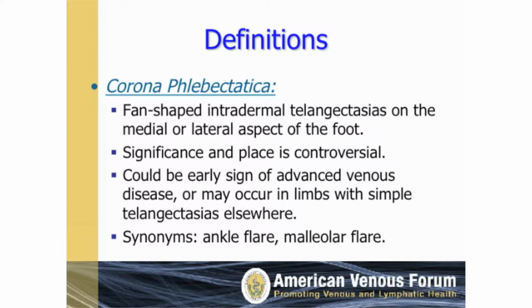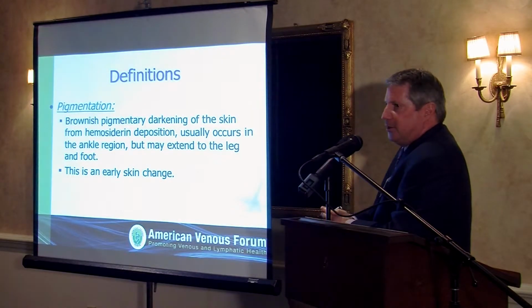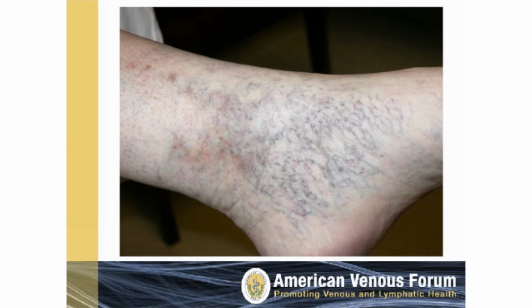Corona phlebectatica, which is a bunch of spider veins on the medial or lateral aspect of the foot, usually at the instep. The significance is somewhat controversial. They may just be associated with other spider veins, or they may be a sign of longer standing venous disease. We also call it ankle flare. Pigmentation, which is brownish staining of the skin from hemosiderin, breakdown of red blood cells, usually occurs in the ankle foot region or the gaiter area. This is an early skin change. So here's an example of ankle flare with the telangiectasias on the medial aspect and some pigmentation.